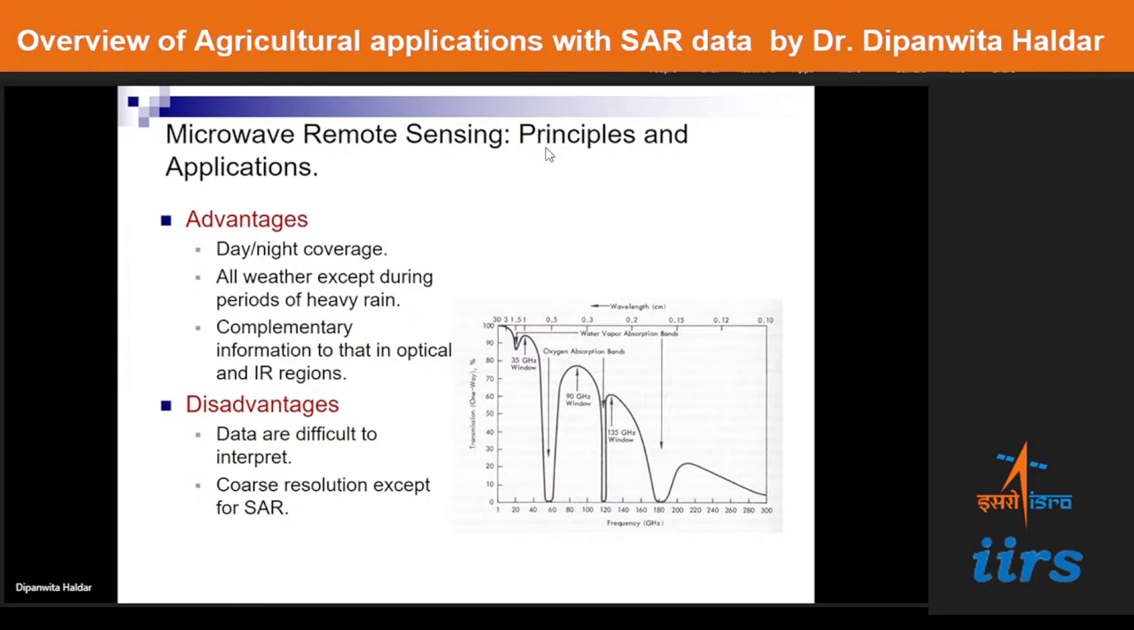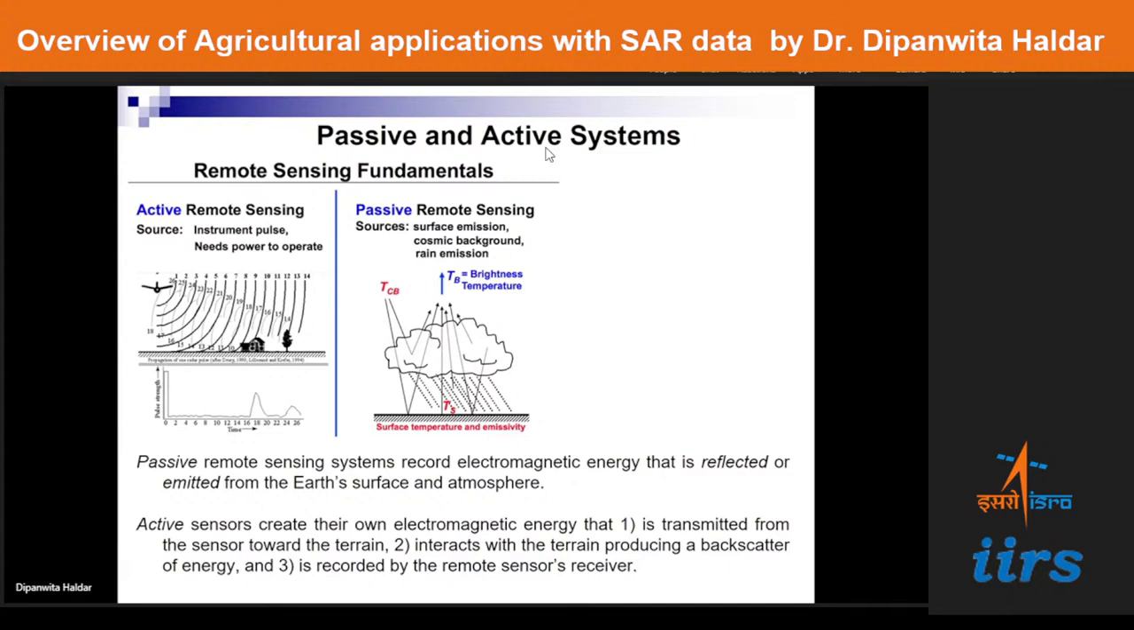A major disadvantage of this data set is that it is difficult to interpret. Not so difficult, but we'll see how to interpret that. There may be some differences from optical data, and also the coarse resolution, except SAR. For other microwave remote sensing sensors, the resolution is a bit of a problem, but for SAR, we have high resolution datasets available.